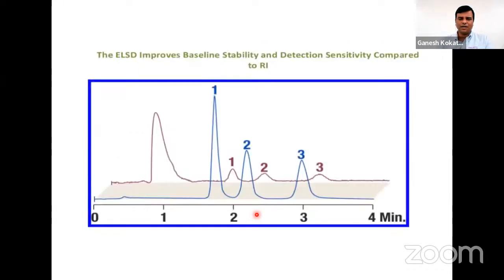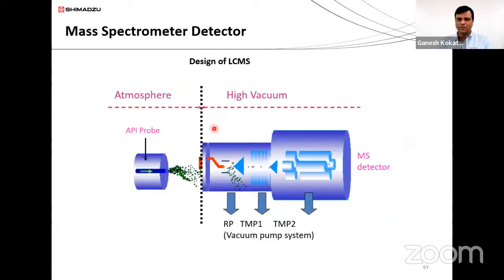If you compare RI and ELSD, these are the two chromatograms. See the sensitivity of the peak. For correction, I'm making peak 1, 2, 3 with the same RT, but for simple understanding I just moved that chromatogram near to the other one. So if the RT is the same, if you see with RI and ELSD, there's a huge difference in sensitivity.